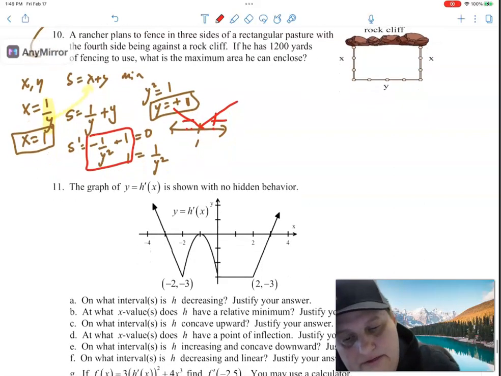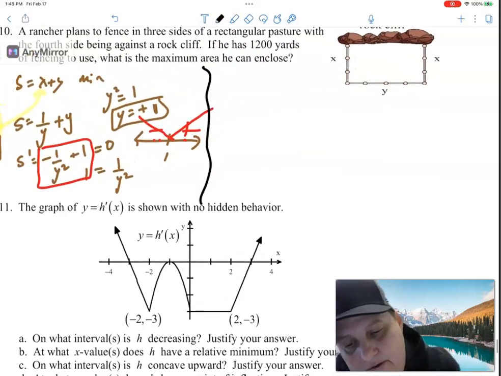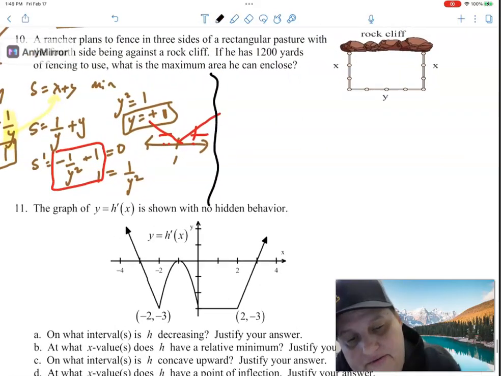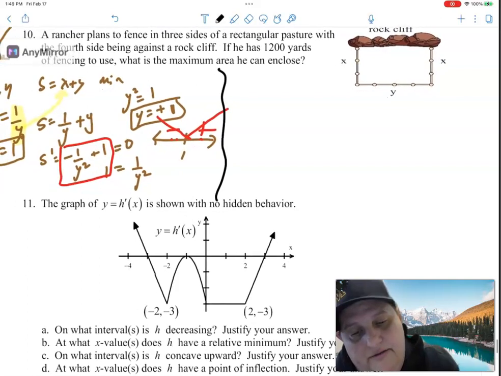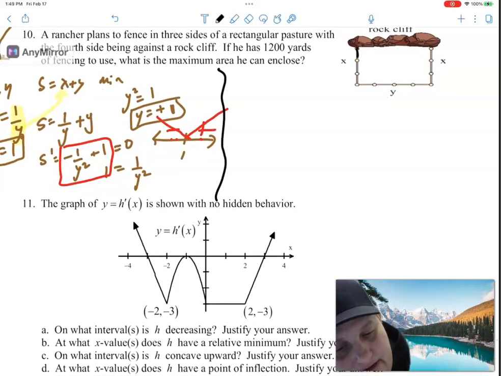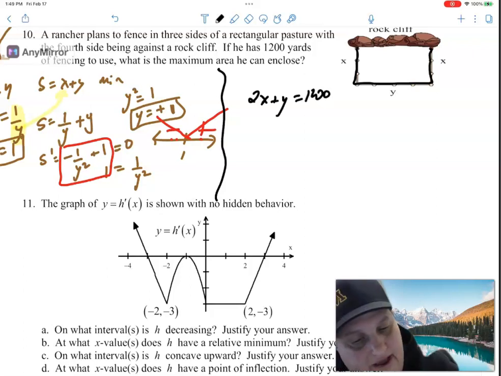All right, let's look at number 10. A rancher plants a fence on 3 sides of a rectangular pasture, with the 4th side being a rock cliff. He has 1,200 yards. Well, guys, that's going to be the perimeter, right? So 2x plus y is 1,200. We're trying to maximize the area, and the area of this is xy.